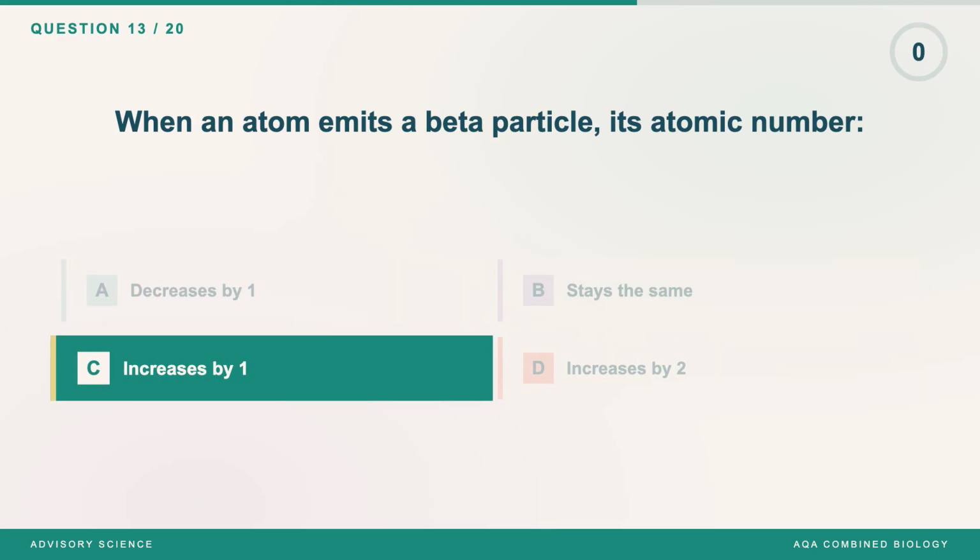The answer is C, increases by 1. A neutron becomes a proton, atomic number up by 1, and emits an electron, the beta particle.